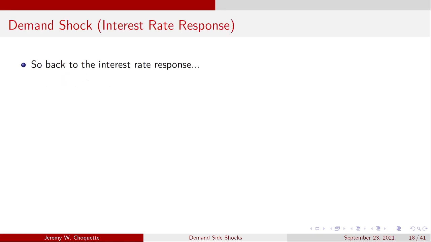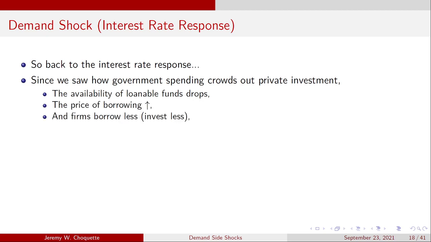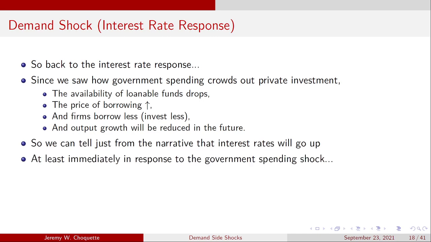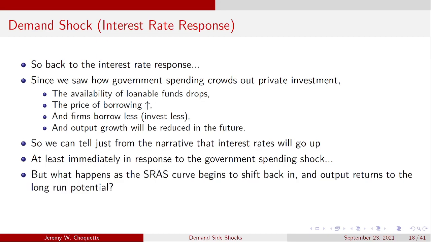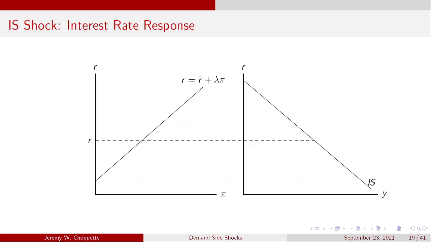Now, back to the interest rate response. Whew, that was long. Since we saw how government spending crowds out private investment, the availability of loanable funds drops. The price of borrowing increases, firms borrow less, meaning they invest less, and output growth is going to be reduced in the future. And we can tell just from that narrative that interest rates will be going up, at least immediately in response to the government spending shock. But what happens is the short run aggregate supply curve begins to shift back in and output returns to its long run potential. Well, let's look at the monetary policy and IS curve graphs.